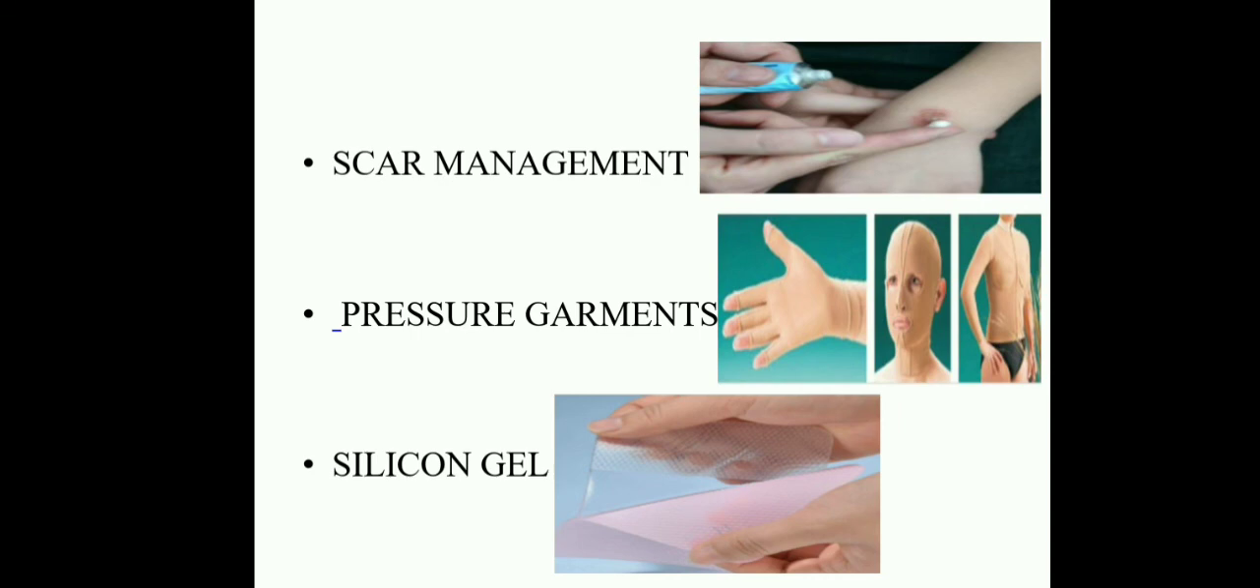And here the priorities to be maintained are scar management, applying the proper antibacterial agents, and pressure garments, which should be used to prevent contractures. And the next one is silicone gel. Here silicone gels are used for the treatment of burns. Okay, this is about the management.